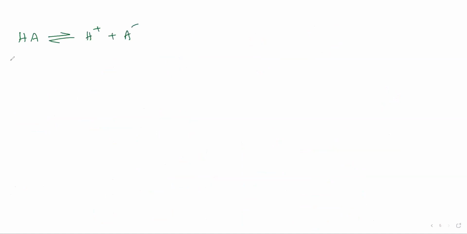Okay. Now, initial case, HA will be 1, product's concentration will be 0. After dissociation, what will be the concentration of HA? Let it be C. Then what it will become? C into 1 minus alpha. This is C alpha and C alpha, right?